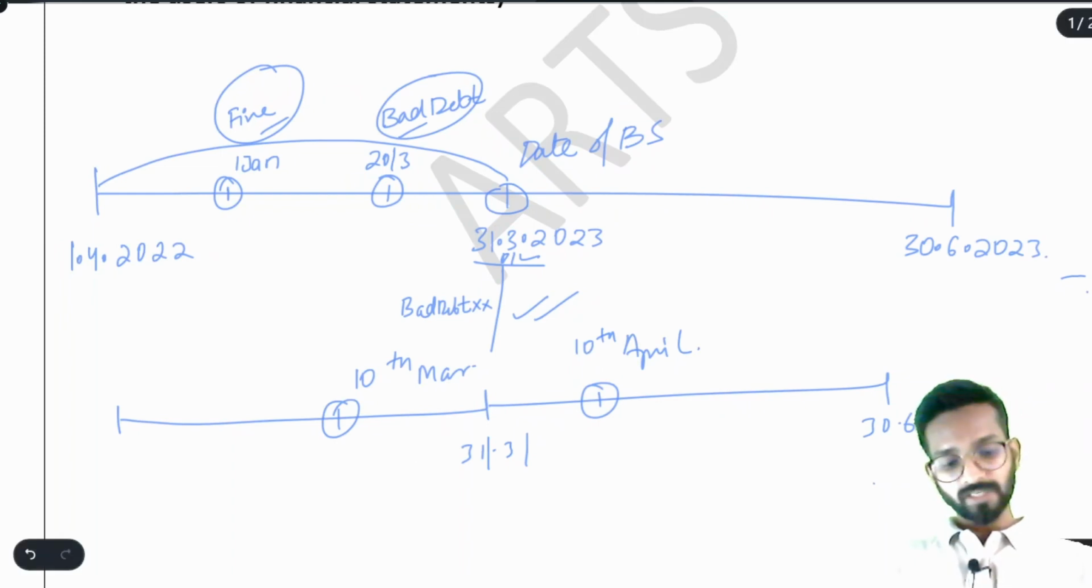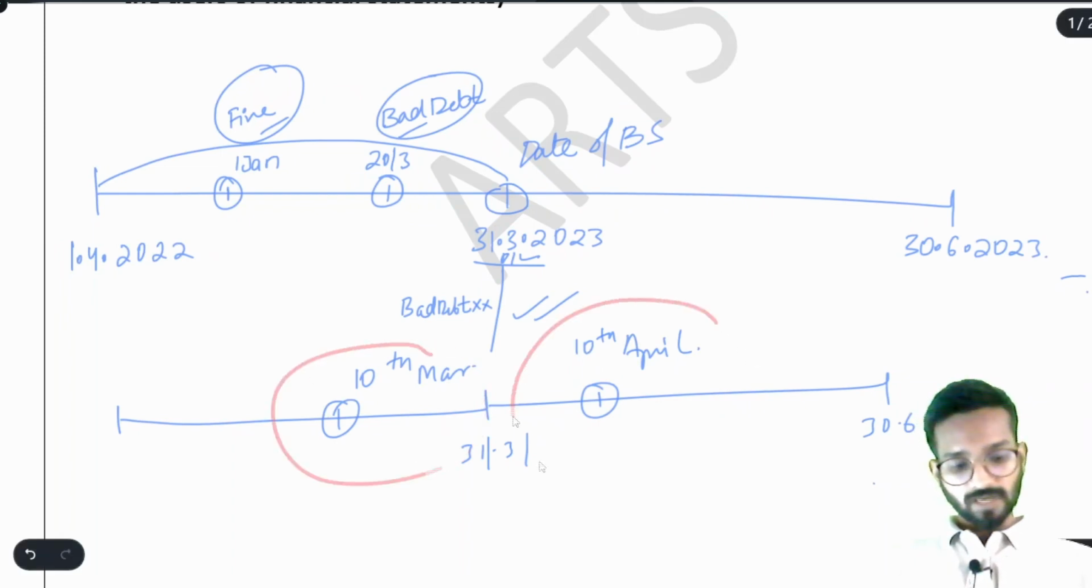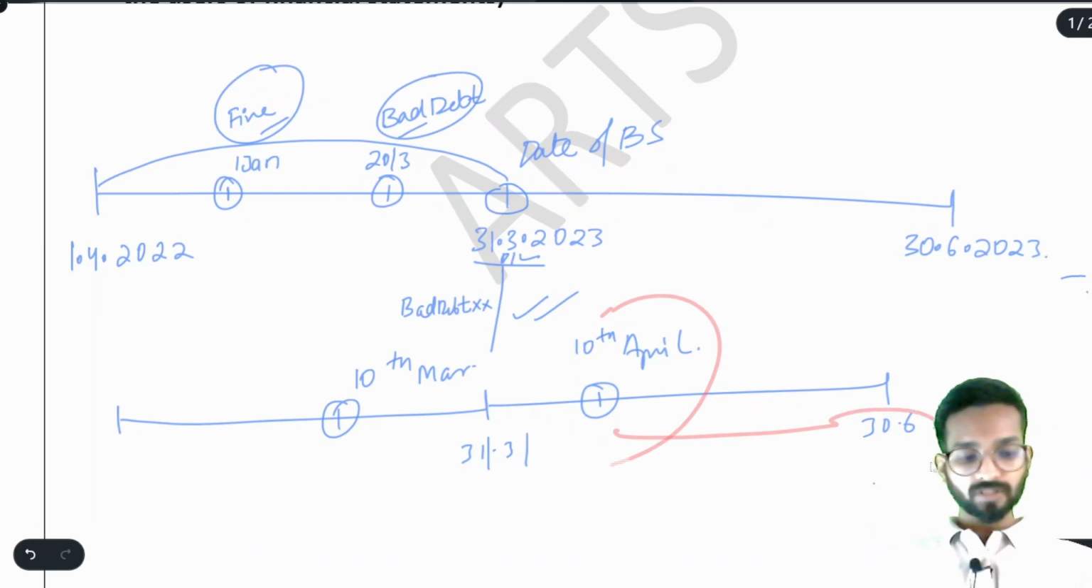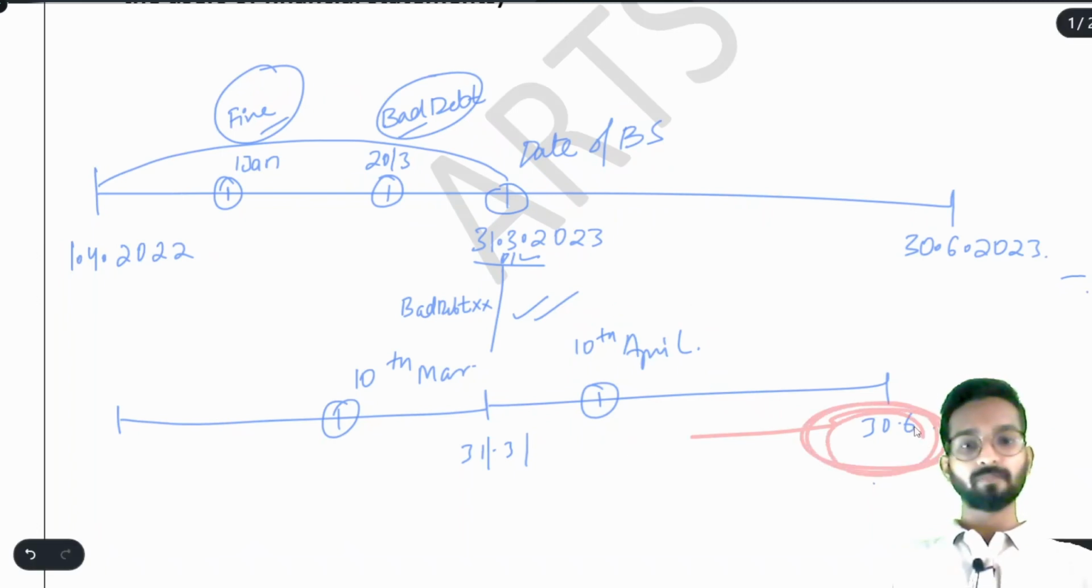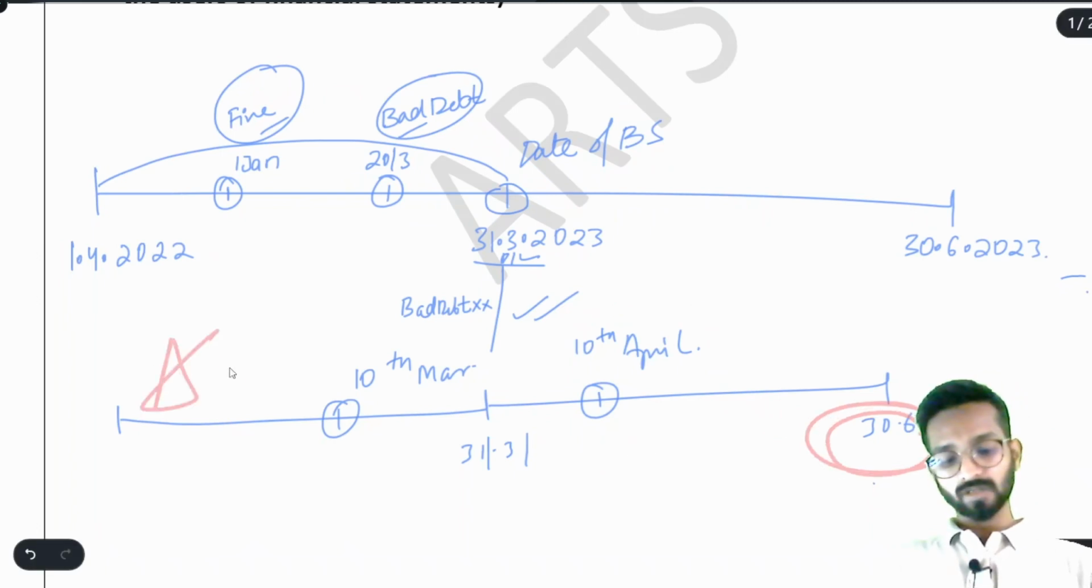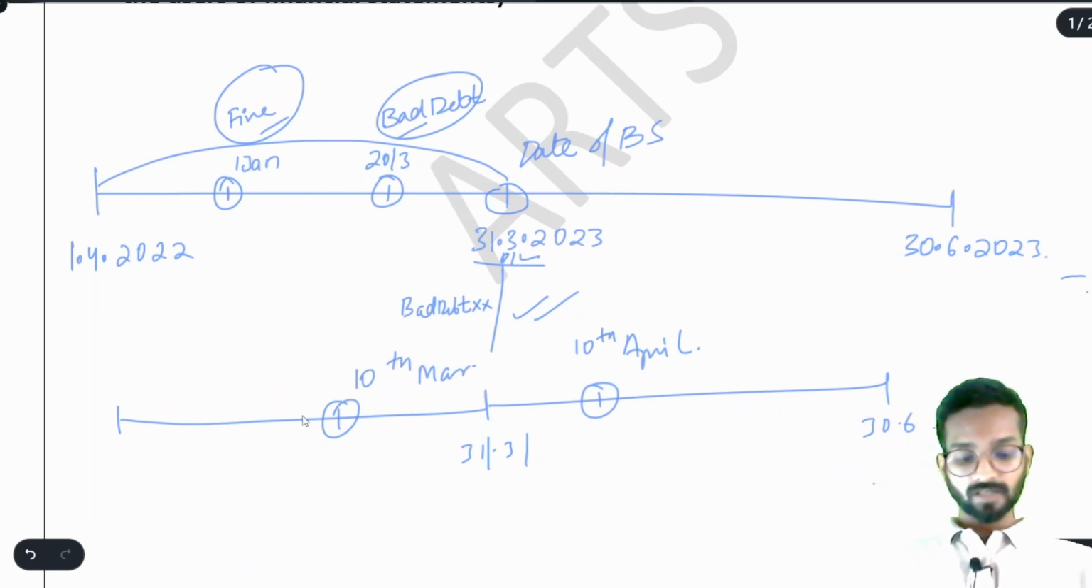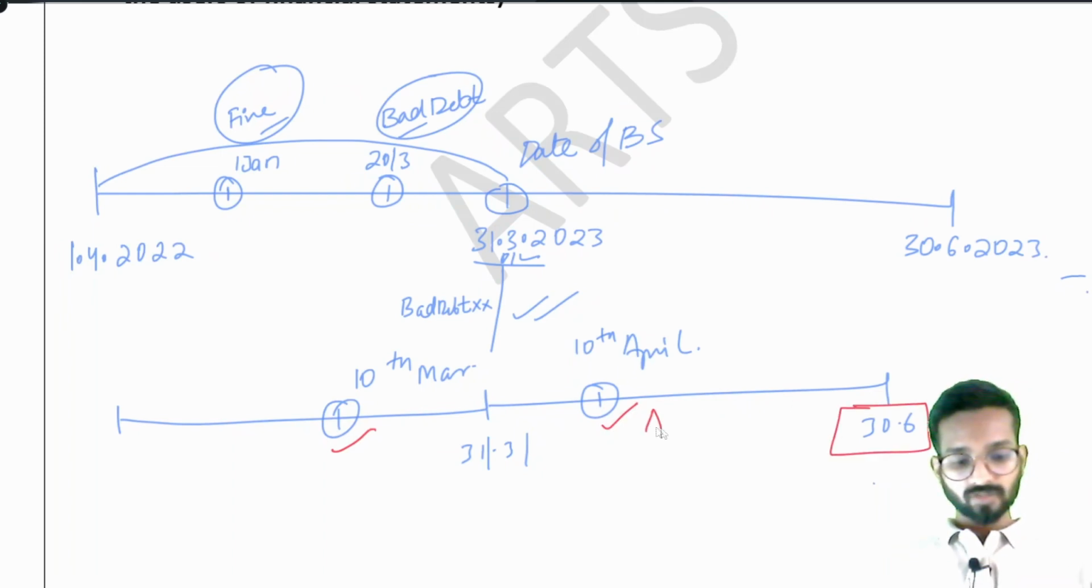Contingency was before the date of balance sheet. Event was after the date of balance sheet but before the approval of financial statement. Remember this. This is what AS4 covers. And what does AS4 call it? AS4 says if the contingency was there, and the event happened after the date of balance sheet but before the date of approval, this is called an adjusting event.